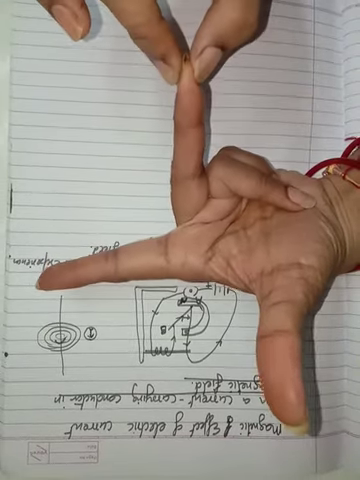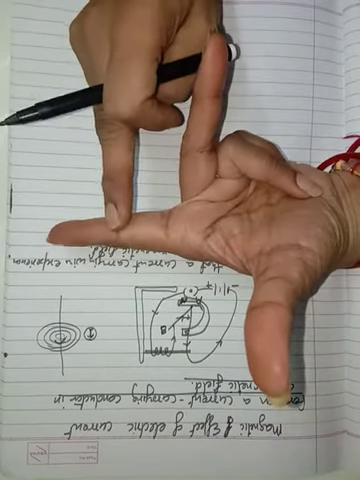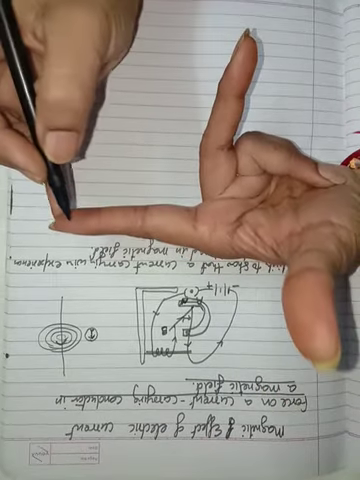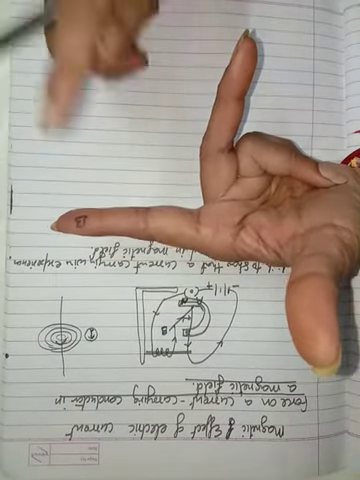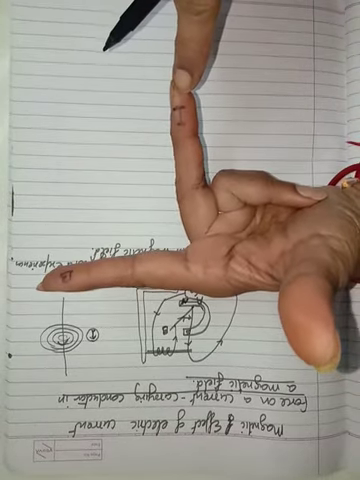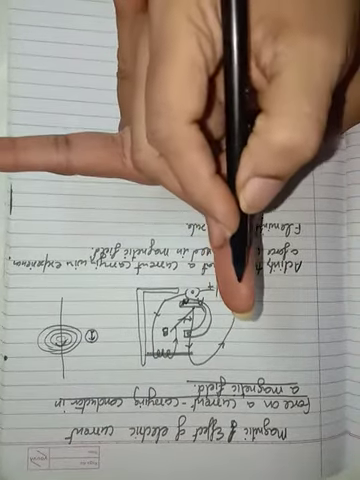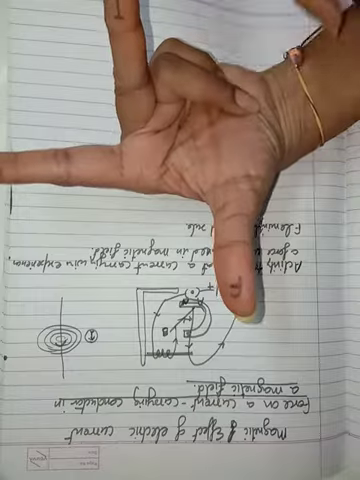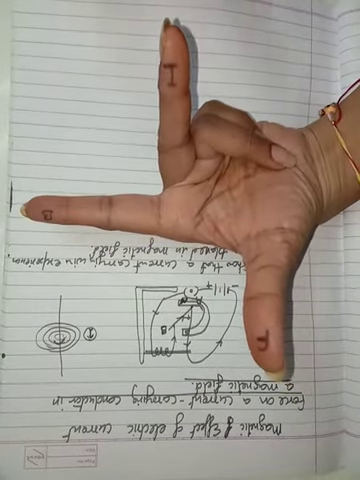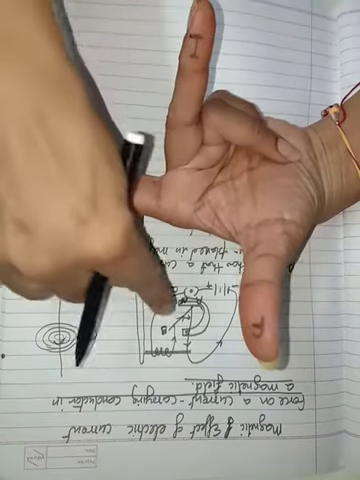Then your middle finger shows the direction of current. Your forefinger shows the direction of magnetic field. You can write B; B means magnetic field. You can write here I; I means current. Then this thumb shows the direction of force exerted on the wire. This is Fleming's left-hand rule. We can apply this rule to find the direction of force exerted on this wire.